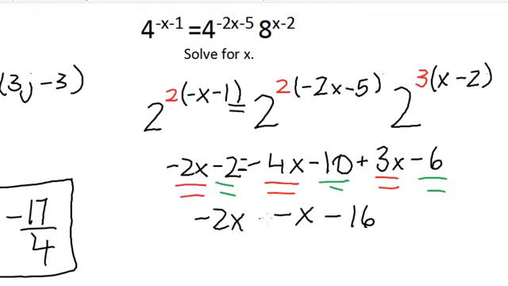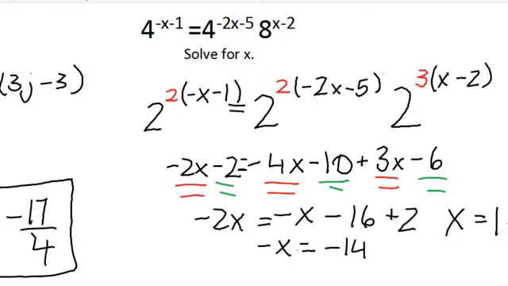Let's just add 2 to both sides. And let's also add x to both sides, so we'll get negative x is equivalent to negative 14. Which means that if we divide negative 1 into both sides, we'll get x is equivalent to 14. Because we divided negative 1 into both sides. And that will be our final answer.